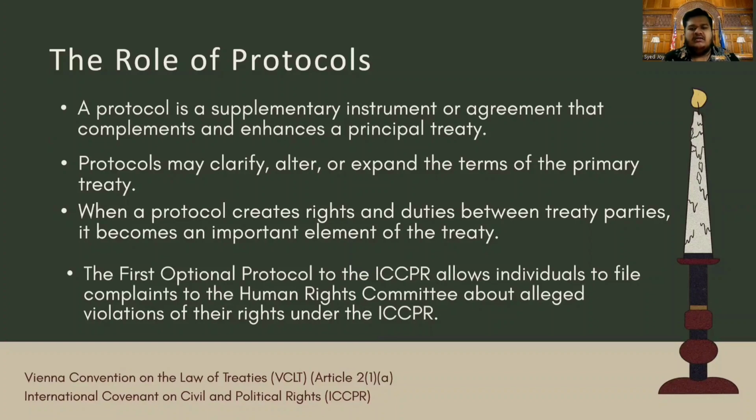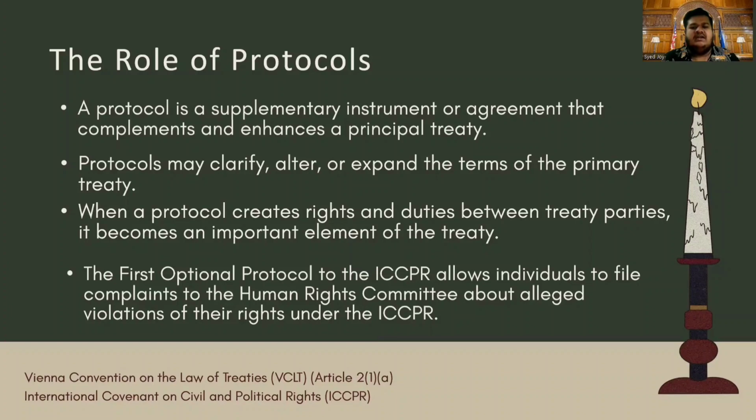The International Covenant on Civil and Political Rights, in short ICCPR, first optional protocol is an extra instrument that allows persons to file complaints or messages to the Human Rights Committee about alleged violations of their rights under the ICCPR. The United Nations General Assembly approved the first optional protocol on December 16, 1966, and it went into effect on March 23, 1976. It strengthens the ICCPR's implementation and enforcement measures by introducing a complaints system for persons who claim to be victims of violations of their ICCPR protected rights.